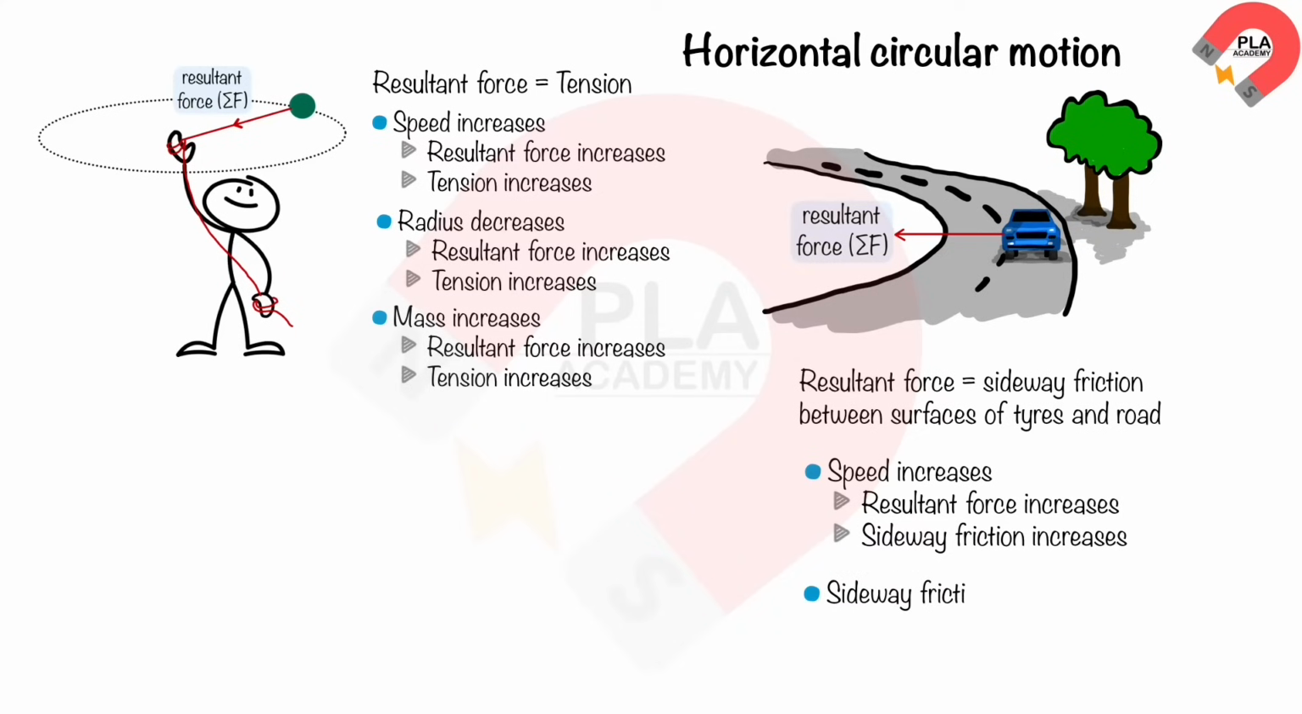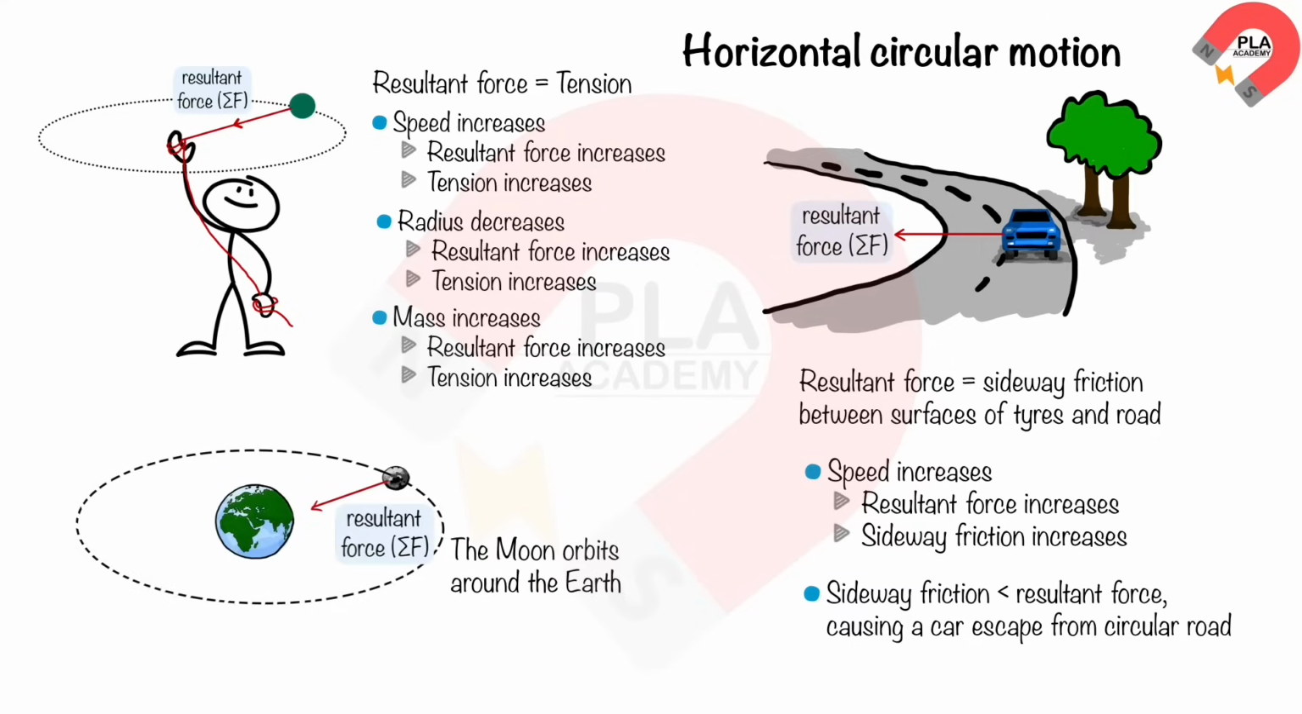If the sideways friction is not enough to support the resultant force, this causes the car to escape from the circular road. The Moon orbits the Earth in a circular path. The resultant force is provided by the gravitational force between the Moon and the Earth.